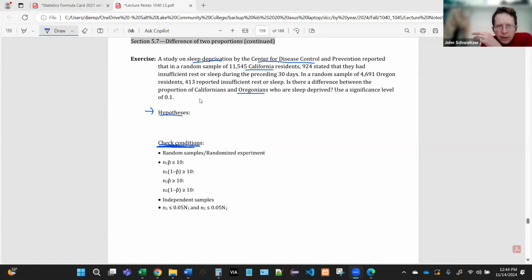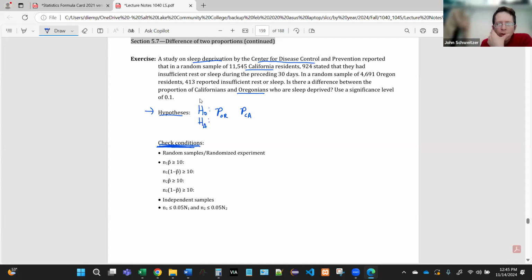So for the hypotheses here, we'll have the null and the alternative. And then we have two proportions that we're looking at. We're looking at the proportion of people in Oregon and the proportion of people in California. So they're basically looking at a state effect, right? Is this sleep deprivation different between different states? So state is categorical, and then sleep deprivation, you're either sleep deprived or you're not. So that's also categorical.